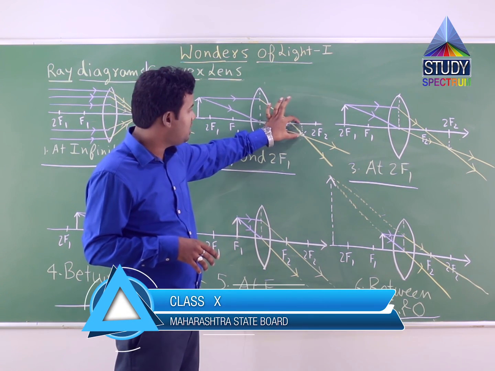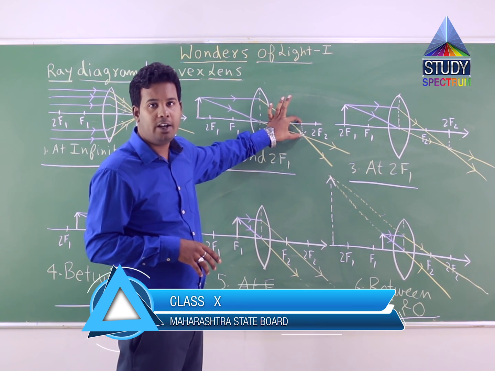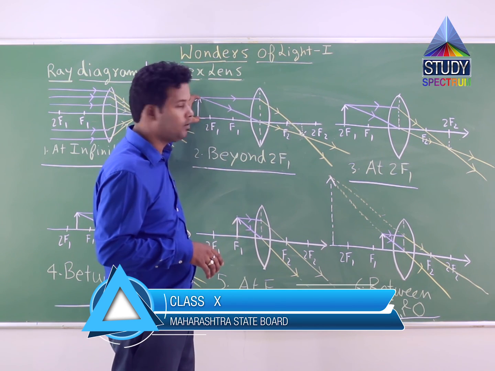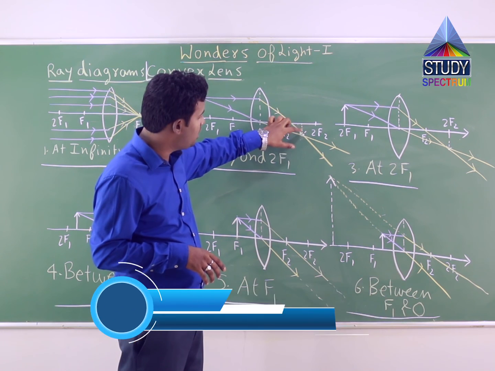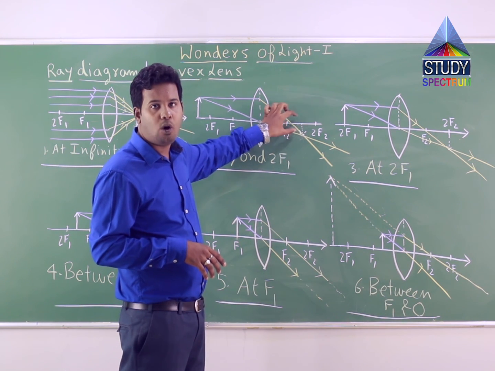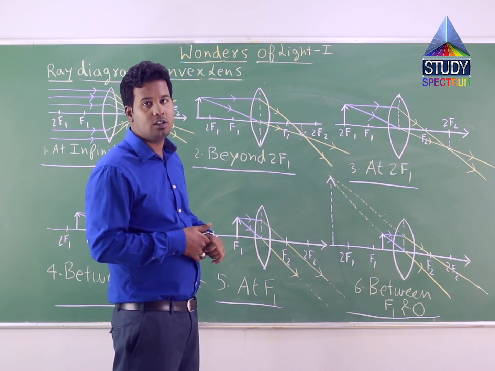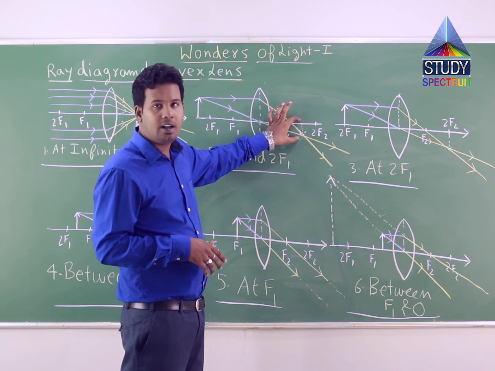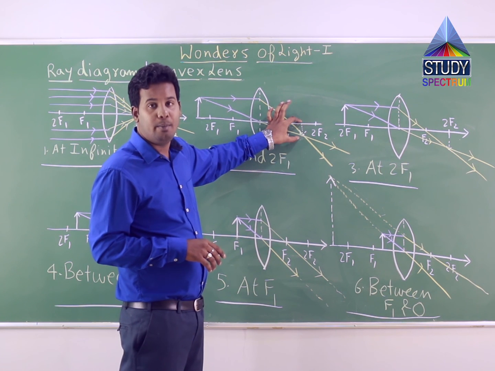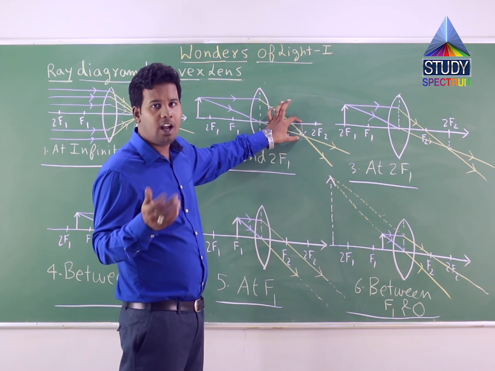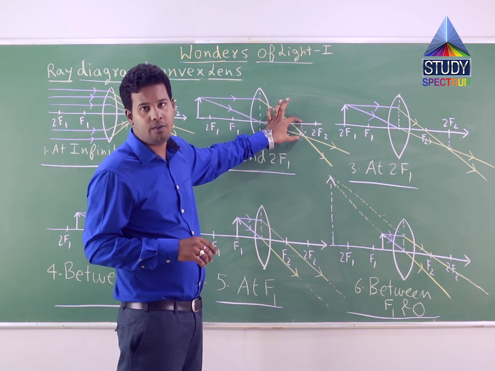It means this image is diminished, or the height of the image is less than the height of the object. That is why I have drawn this dotted arrow smaller than the length of this dark white arrow, which is the object. So the third result is this image is diminished, while the value of H2 comes out to be less than the value of H1.